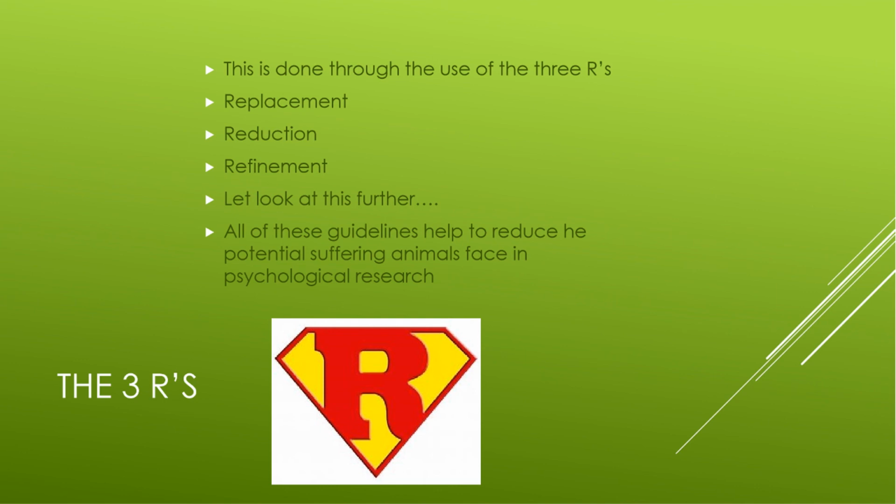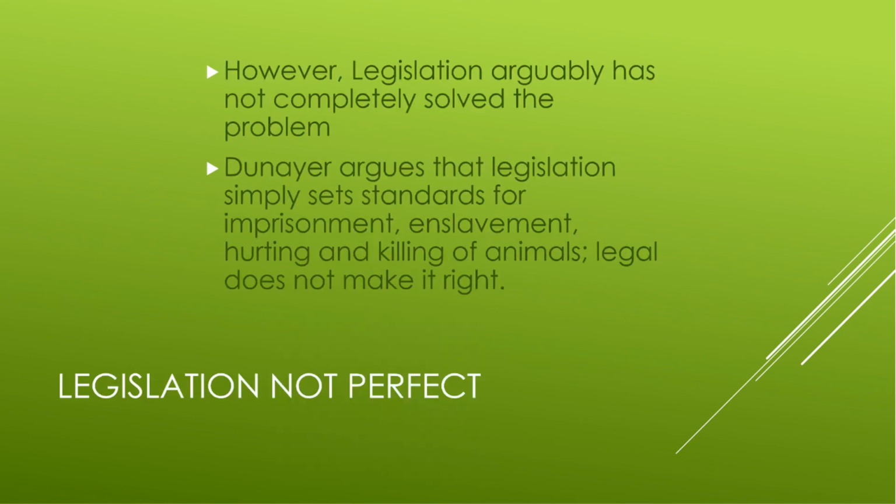So therefore, we can see that legislation has been taken into account, and that it has started to influence the way in which psychological research is conducted. Arguably, that has not completely solved the issues which were happening with animals being used in research. Now, Dunayer argues that legislation simply sets standards for imprisonment, enslavement, hurting and killing of animals. So legal does not make it right. So we've really got to take this into account, even though legislation is not completely addressing the ethical issues of using animals in psychological research.